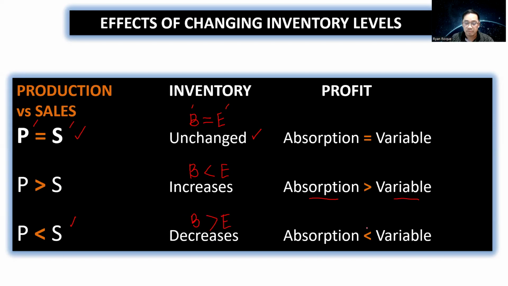Okay, and then the profit under absorption will be less than that of the variable. Remember in the lecture video, if you have watched that, there we have a clue: alphabetically arranged, P comes first with the S, then A comes first before V. So we just follow the sign here. If P is greater than S, A is greater than V. If P is less than S, A is less than V.